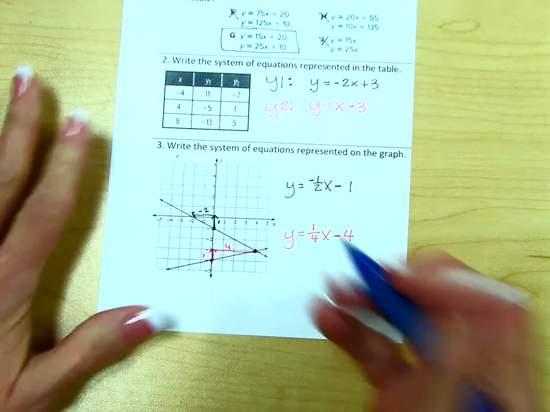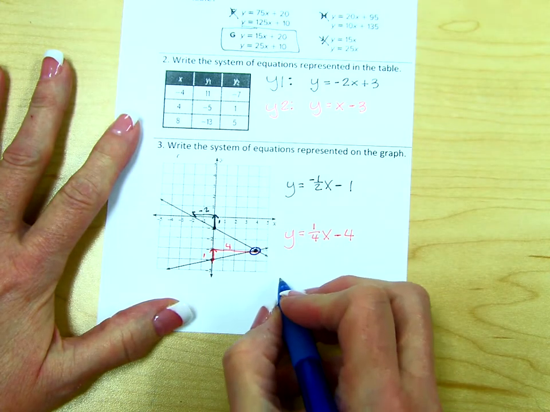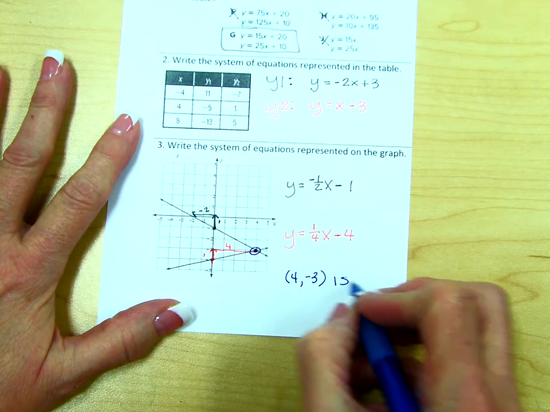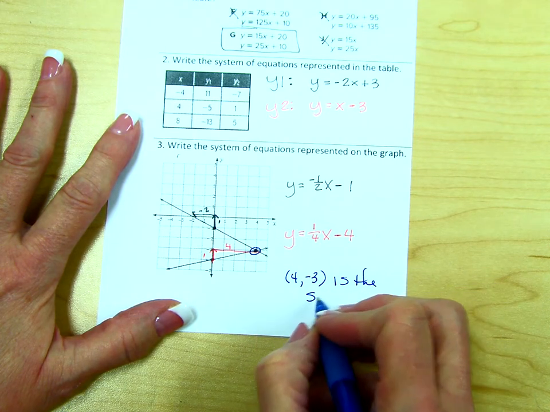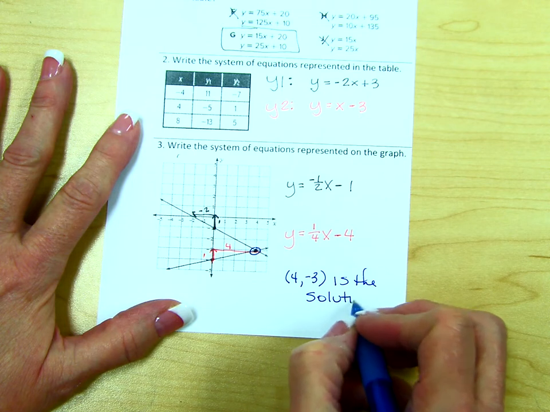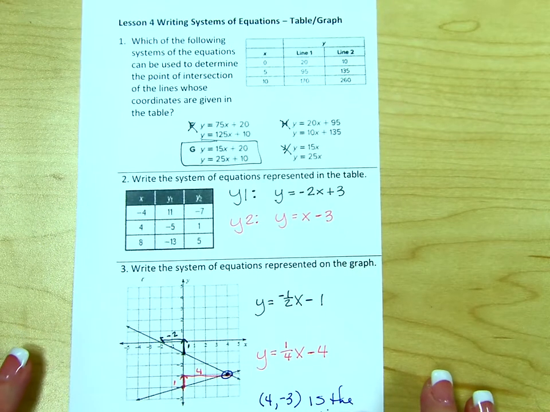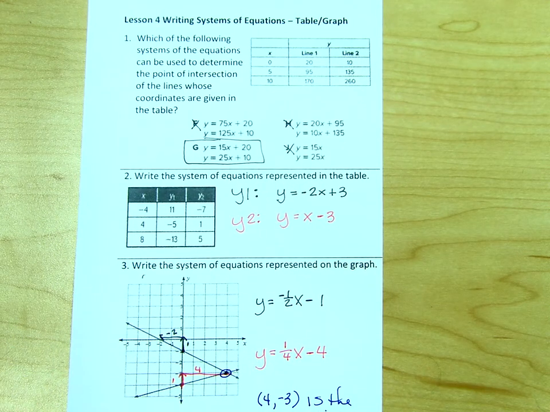Now if I wanted the solution, it's where they intersect, and that ordered pair is 4, negative 3. It is the one and only solution to these intersecting lines. Okay, so this has been writing systems of equations from a table or a graph, lesson 4 from Unit 6.